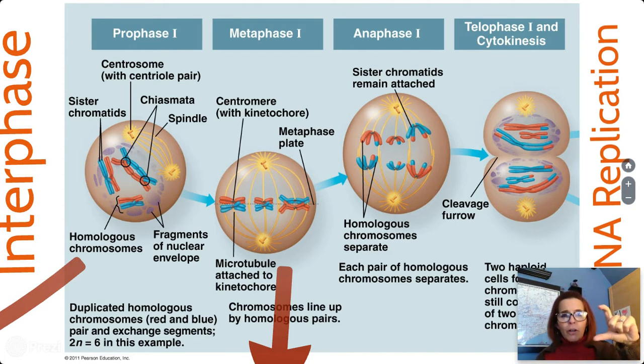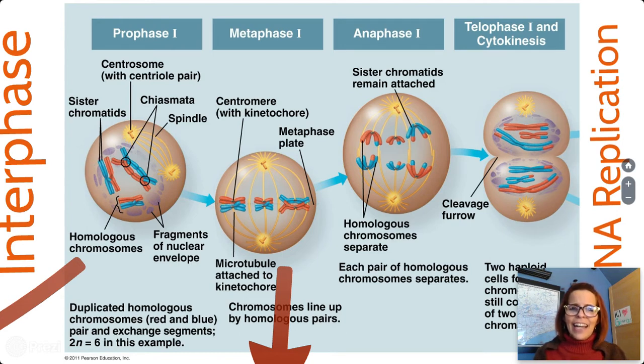So one chromosome from mom, one chromosome from dad, they're the same size, they carry similar genetic information, but this one might say you're going to have blue eyes, and this one might say you're going to have brown eyes, but it's still the genes for eye color. They sit next to each other, and when they sit next to each other, we call that synapsis.